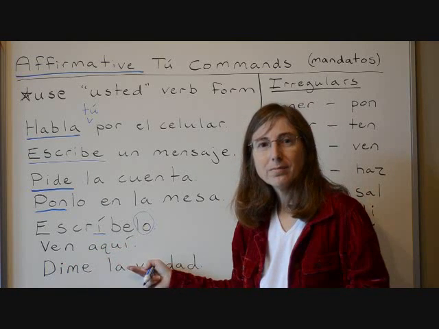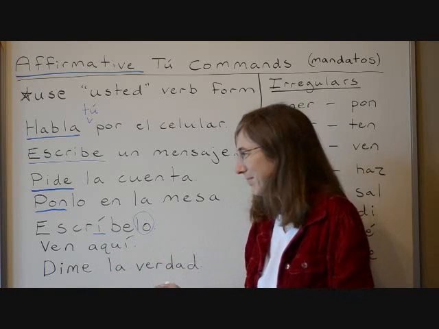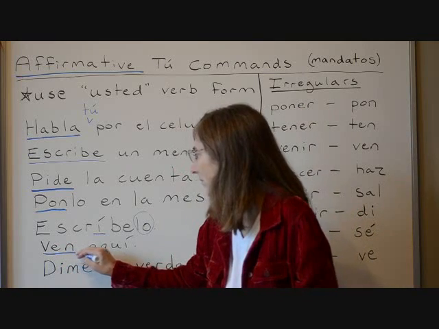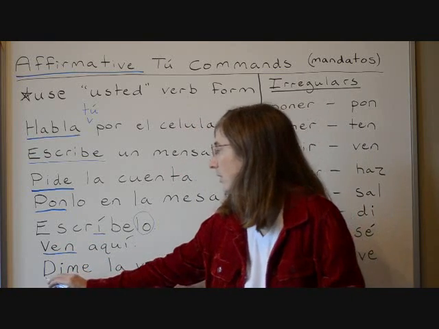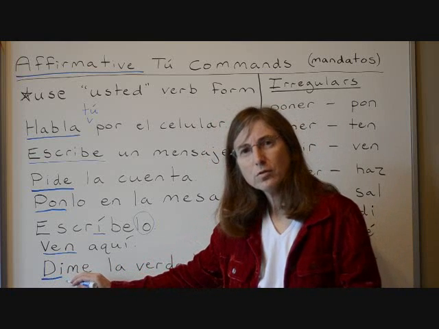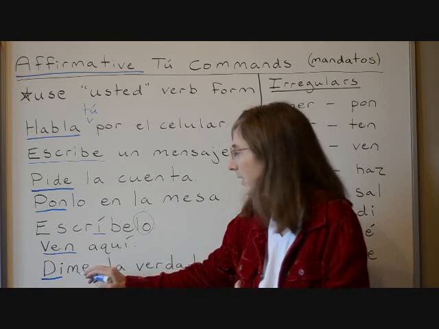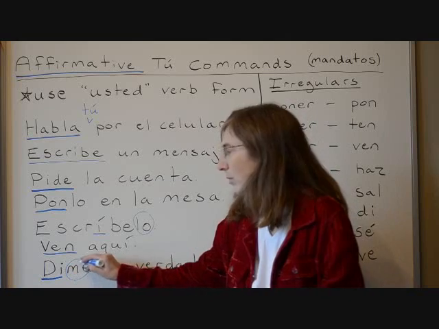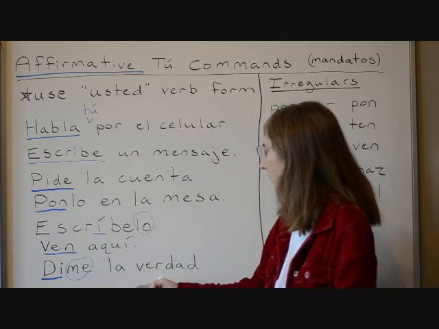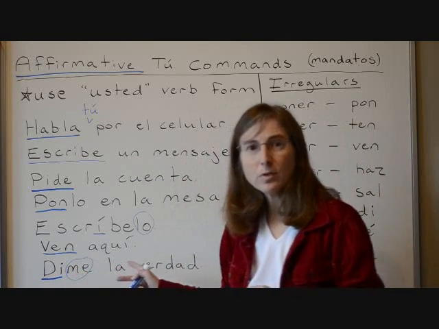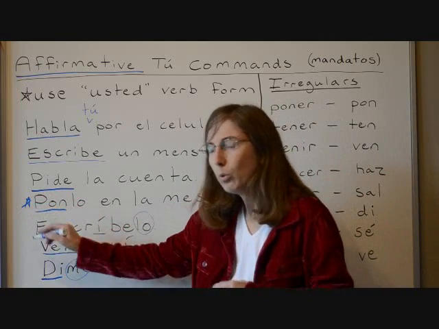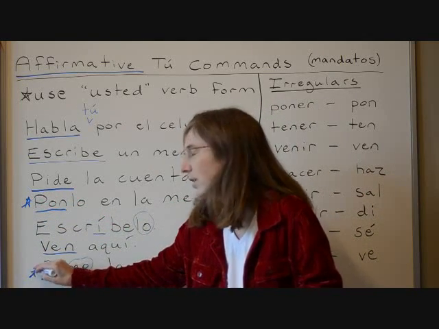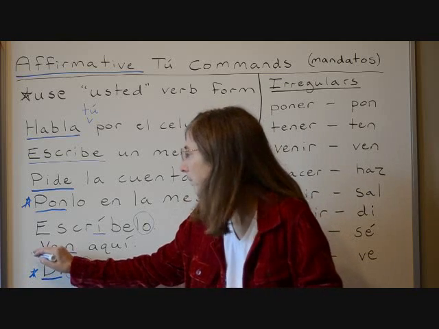Ven aquí. Come here. Ven aquí. Dime la verdad. Tell me the truth. Here's your verb, di, and this is the pronoun, me. Tell it to me. Now, a couple of these verbs are irregulars. Pon. Actually, three of them. Pon, di, and ven.